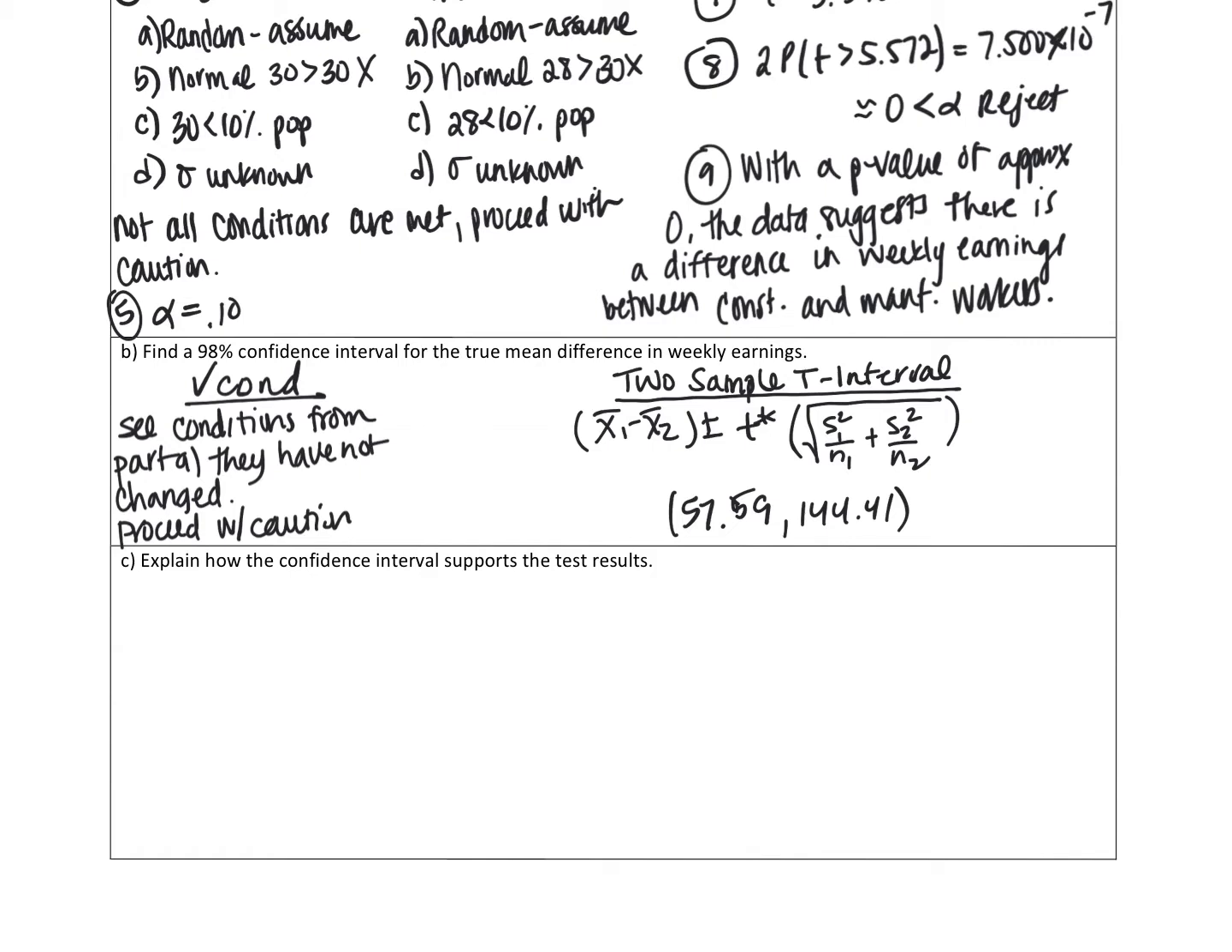Remember that you had construction workers first. So you had mu1 minus mu2, where mu1 is construction workers and mu2 is manufacturing workers. So since you got a positive value here, we know that the construction workers are making more than manufacturing workers.